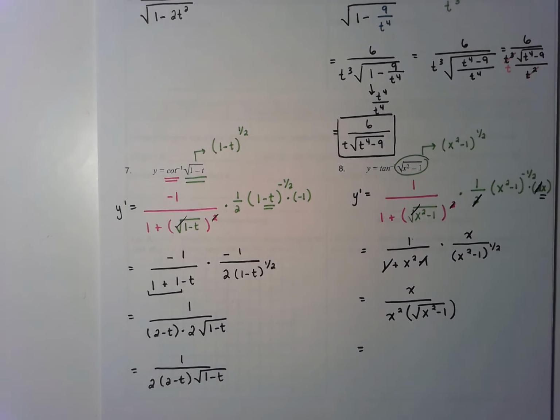Now, because we have an x in the numerator and we have an x in the denominator, one of these x's is going to reduce, and we can divide both by x. So I have 1 over x square root of x squared minus 1.